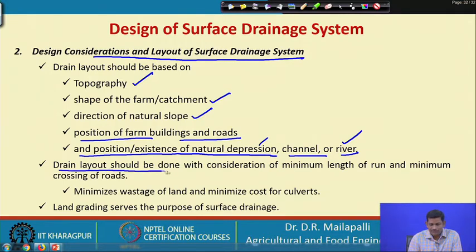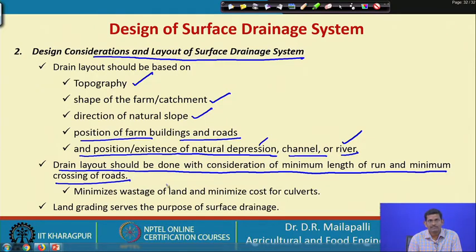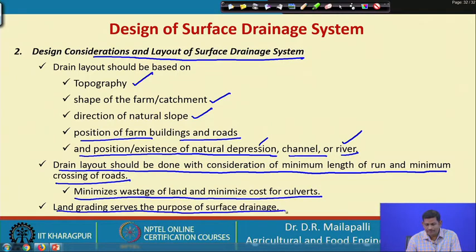And the drain layout should be done with consideration of minimum length of run and a minimum crossing of the road. So, you have to design the drains in such a way that the length is optimum, so that the construction cost will be reduced, and minimize the wastage of land and minimize the cost of culverts. And land grading serves the purpose of the surface. So, land grading is very important in case of surface drainage construction.